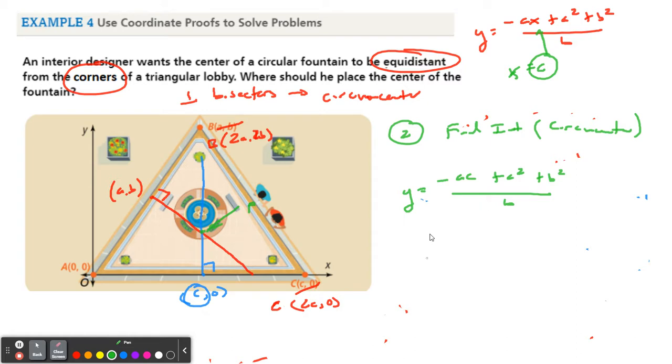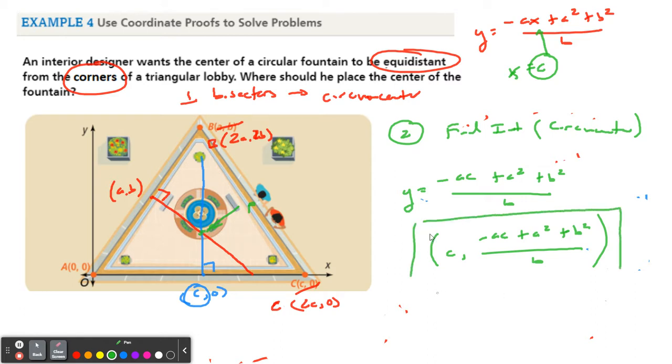Okay? So the point of intersection right there is going to be (C, negative AC plus A squared plus B squared all over B). And that would be the point where it would be equidistant from the 3 corners.